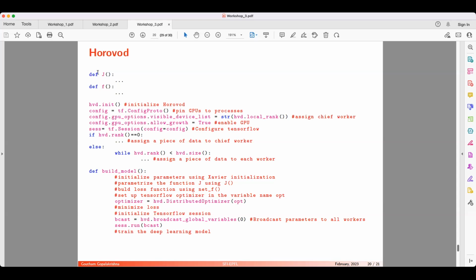Okay, here, these two functions we already saw. Here's how you define the neural network. Here's how you define the PDE residual. You initialize Horovod here in this line. You have to pin the GPU to the process by configuring, but it doesn't have to be a GPU. It can also be just a CPU instead of a GPU.